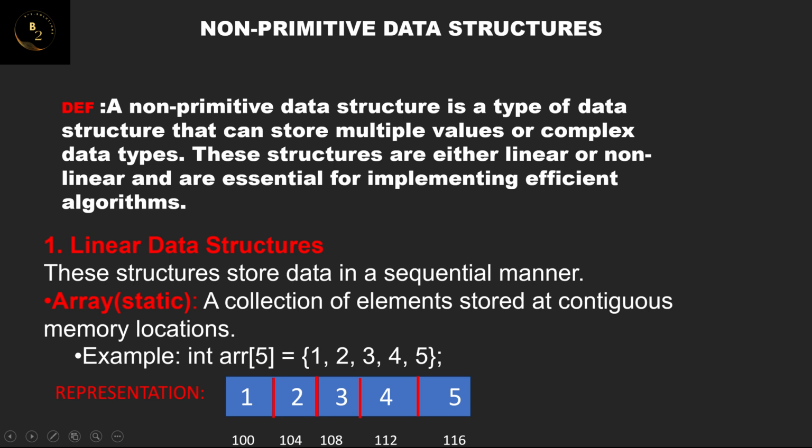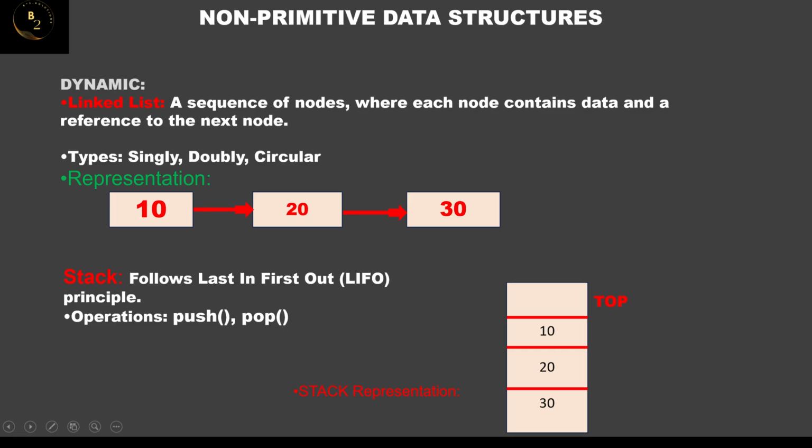See there, the syntax of array is data type, array name, subscript. In that subscript, there is a size mentioned. Okay, in the representation of array, the elements are stored in contiguous memory locations. Let's assume that the locations are 100, 104, 108, 112, 116 respectively. Let's come to the dynamic data structures in non-primitive data structures.